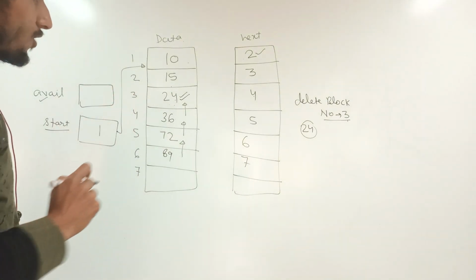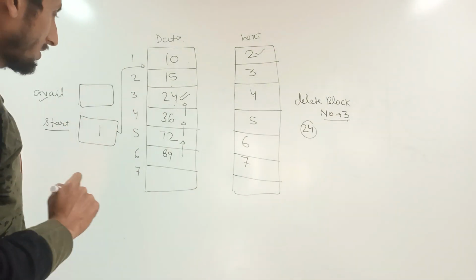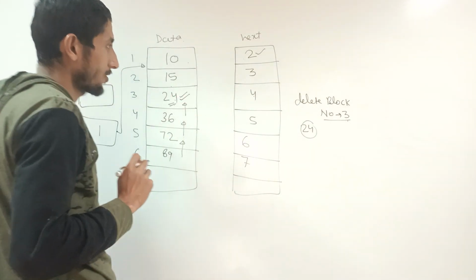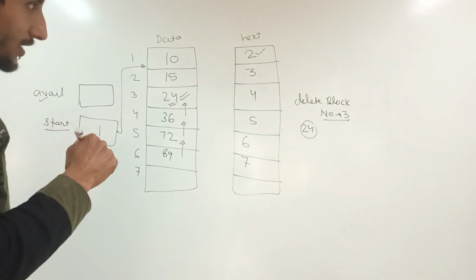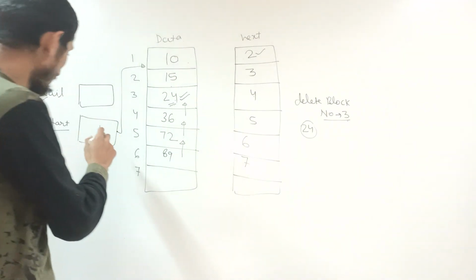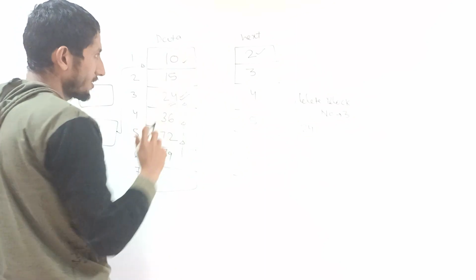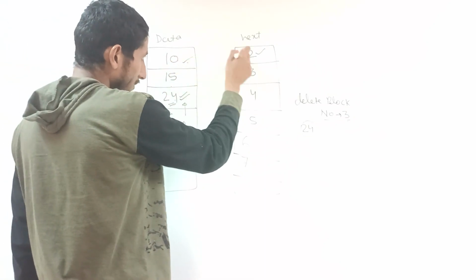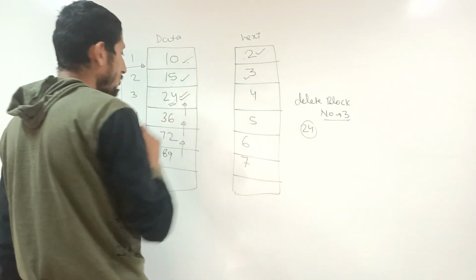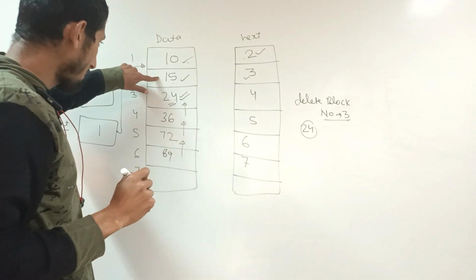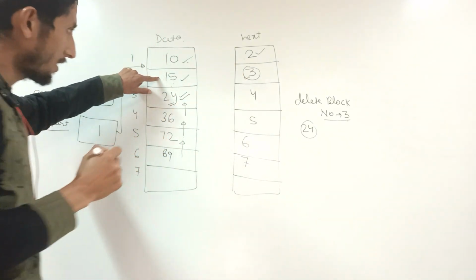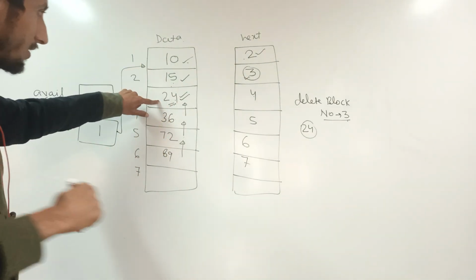But I am following this approach, and the benefit of this approach is that the moment I delete 24, I am not going to perform shifting. What I will do is follow the nature of this policy. I will check: the first block is block number 1. Please pay attention. After that, the next block can be found at block number 2, that is 15. The third block can be found at block number 3, that is 24. It means after block number 2, the third block was at block number 3. But after the third block, which one is the next block? That is block number 4.